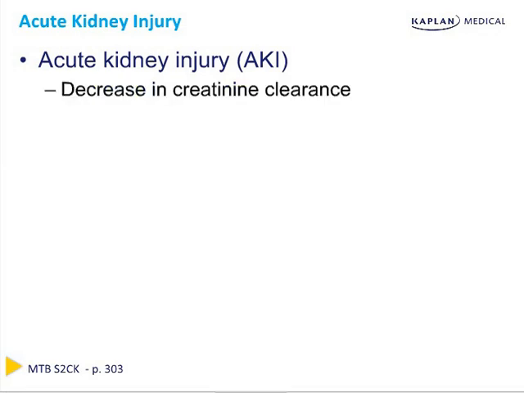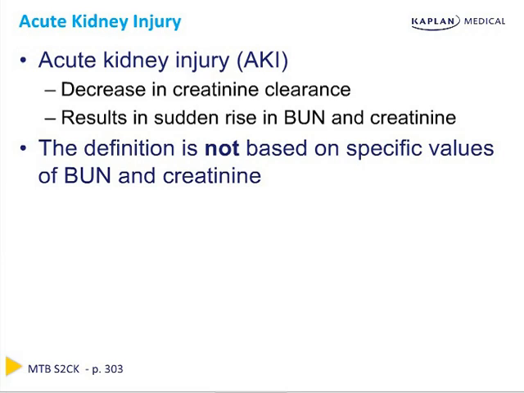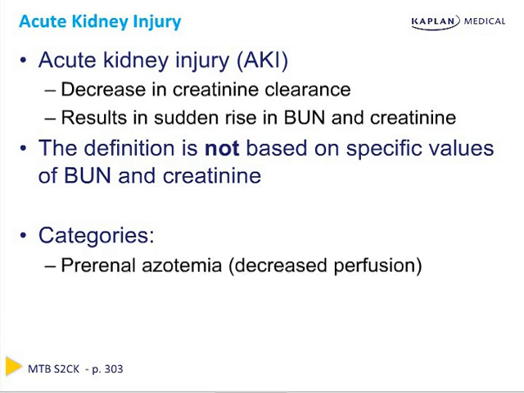Rather, acute kidney injury is defined as a decrease in creatinine clearance that results in a sudden rise in BUN and creatinine. So remember, the most current definition, the testable definition, is not based on any specific value of BUN and creatinine. The three main etiologies of AKI are classified by their relationship to the kidney.